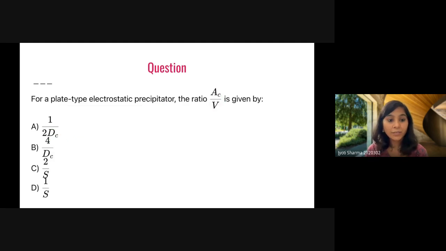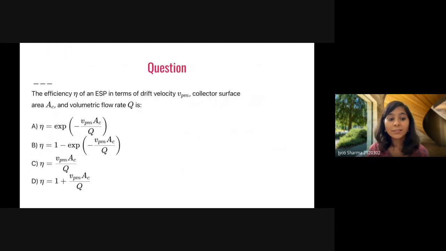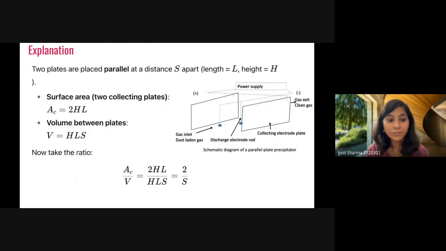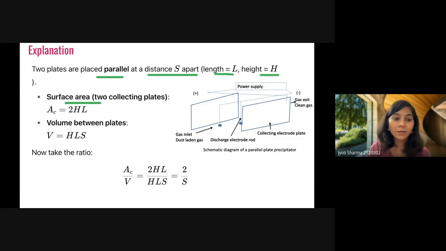And because right now I don't think that you know about S, sorry, let me give you the answer for this. Here S is the distance between these two parallel plates, and here length is L and height is H. So the surface area will be 2HL, because we have two collecting plates, and the area is length into breadth. And the volume between the plates will be HLS, and this is how it will give you 2 by S.